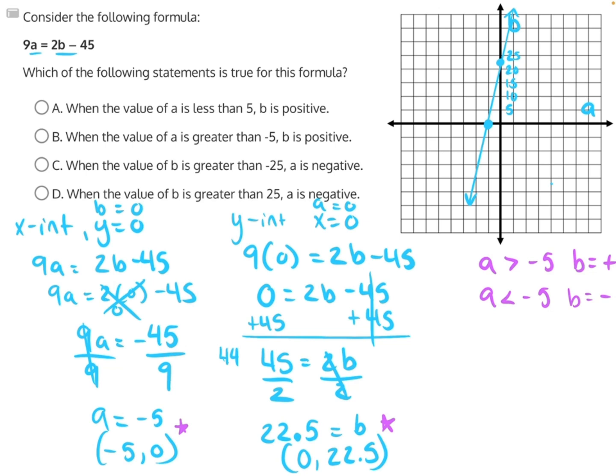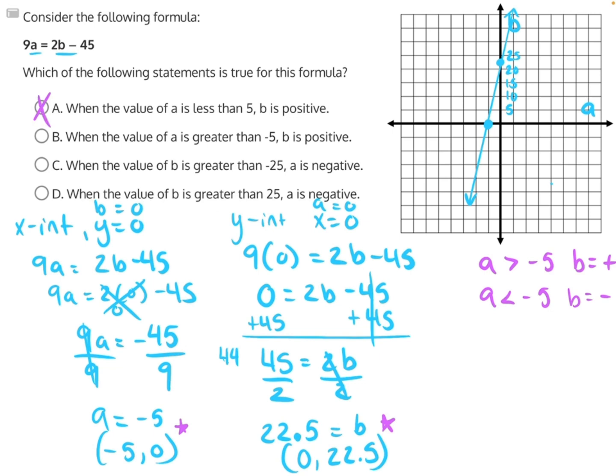So if we look at answer choice A, we see when the value of A is less than positive 5, which would be over here, B is positive. So let's find where that is on the graph. It would be right about up here. Less than would be everything to the left, and this is positive until we cross the x-axis or the a-axis, and then all of the values become negative. So it's not positive the entire time, making A incorrect.